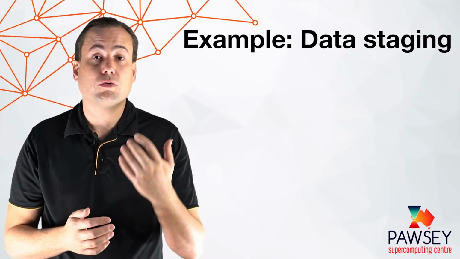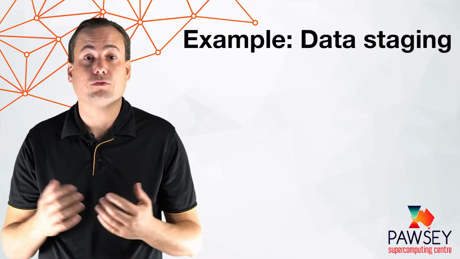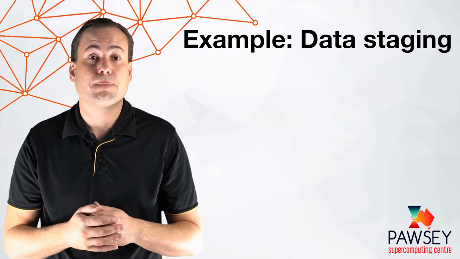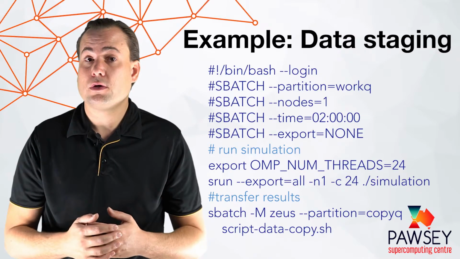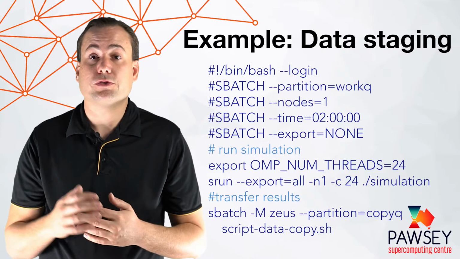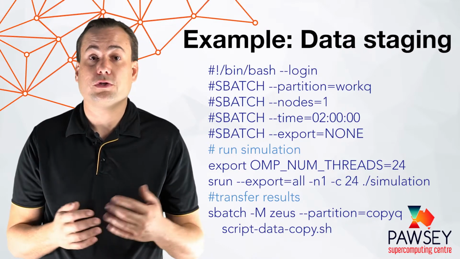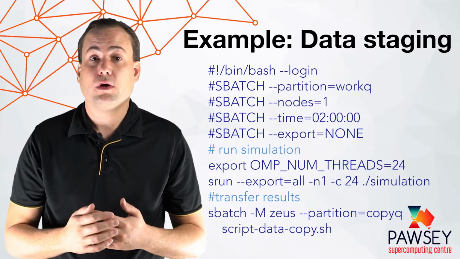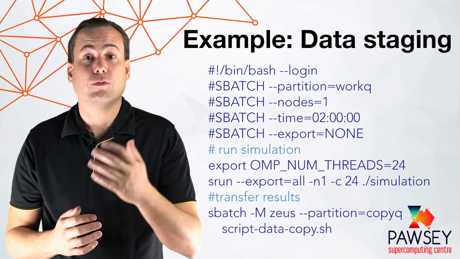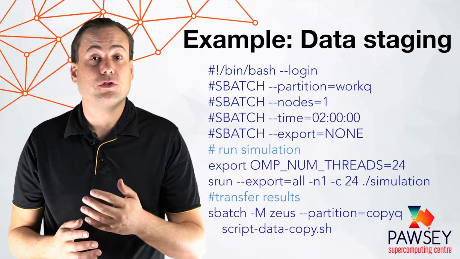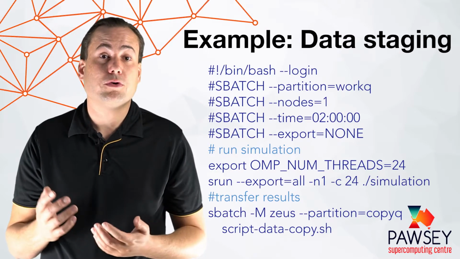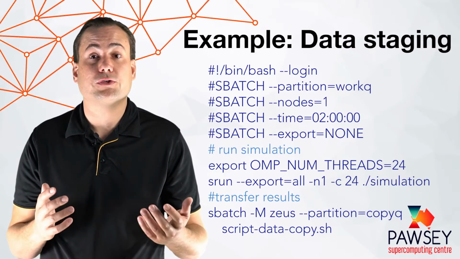It can be useful to automatically transfer data before and after the jobs that contain processing. This example performs a simple processing job on Magnus. A bash-based job script specifies the work queue partition on Magnus, requesting one node for 2 hours. On execution, it first runs a multi-threaded simulation using srun. Once the simulation is finished, it then submits a job to the Copyq partition on Zeus to perform post-processing data transfers.